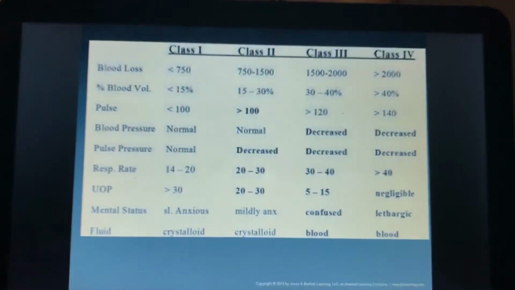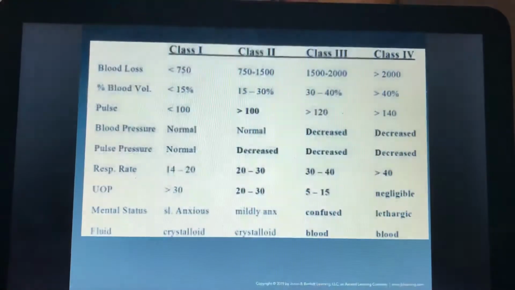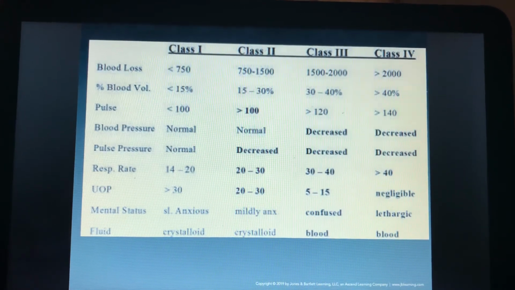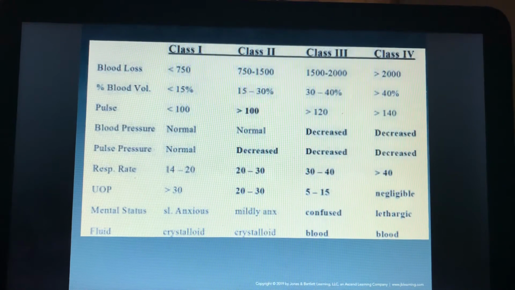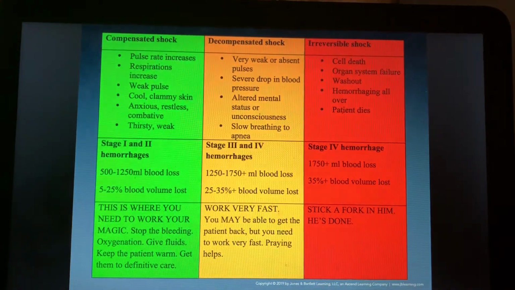It's called irreversible shock because you cannot reverse it. It's actually going from decompensated to irreversible. You're not going to be able to put enough blood in there to keep them going. Not saying that it is impossible, but usually irreversible is truly what it means, irreversible. But they call it class 1, class 2, class 3, class 4, and it's all based on the amount of blood that's been lost.